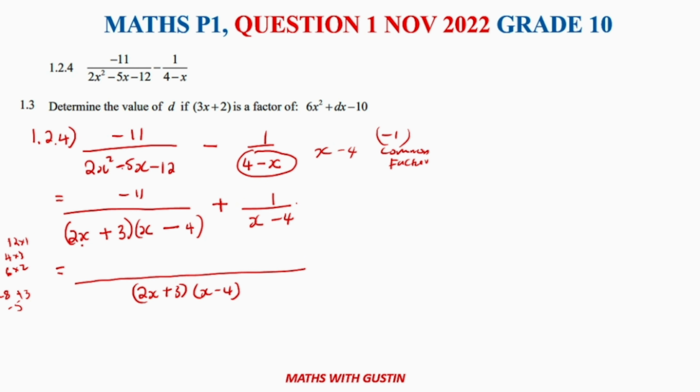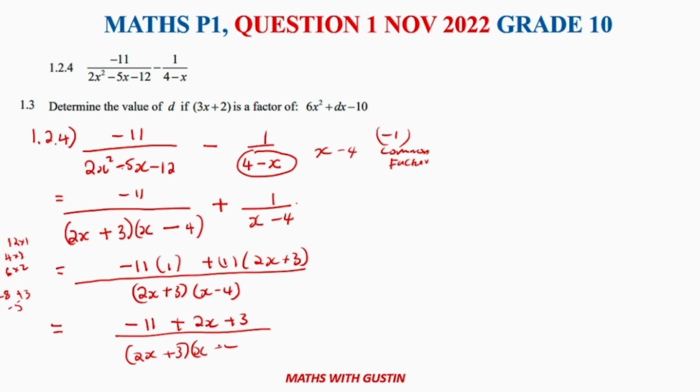All right, okay. So 2x plus 3 times x minus 4 goes how many times here? It goes 1. So therefore it's going to be 11 times 1. And then x minus 4 will go, in this case, 1 is our numerator, it will go x plus 3. Great stuff. All right, and then therefore with that we can simplify the numerator. Negative 11 times 1 will give us negative 11 plus 2x plus 3 all over the LCD, which is 2x plus 3, and therefore x minus 1.